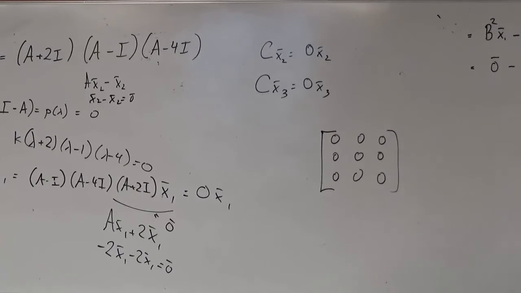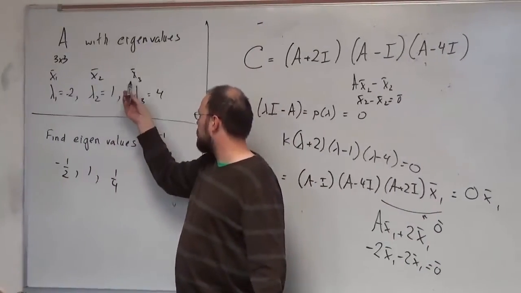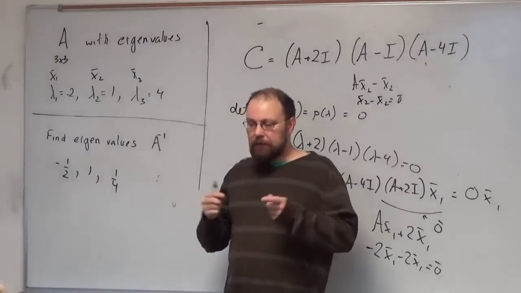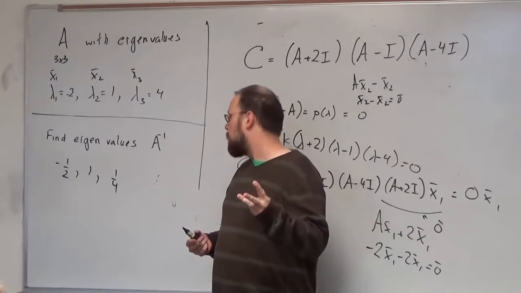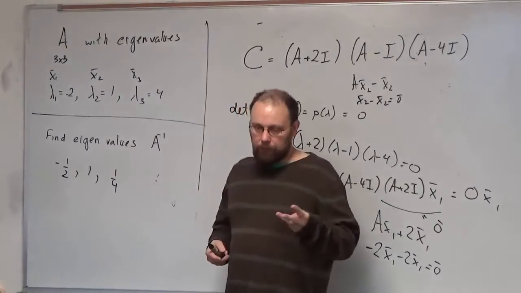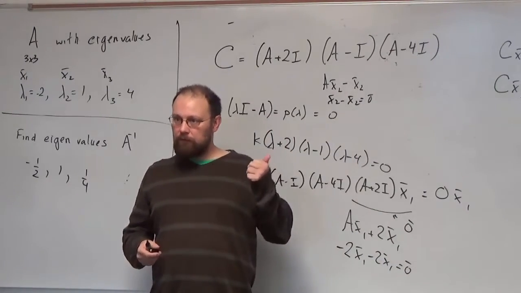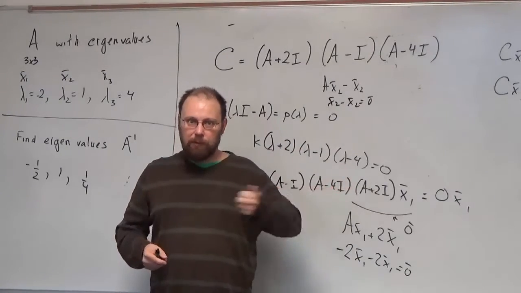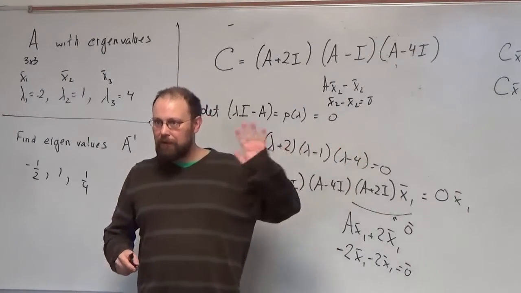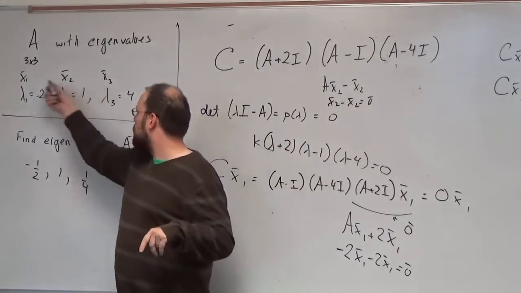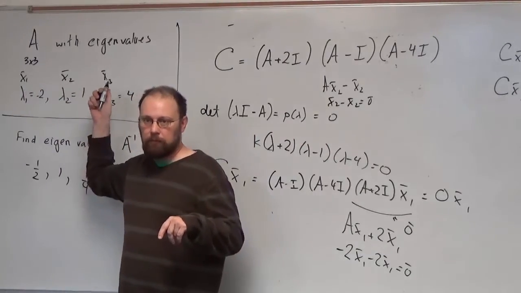Well, let's think about this. We said that we have distinct eigenvalues, so x1, x2, and x3 are linearly independent eigenvectors. So they form a basis for R3. And if you know what the matrix C does to the basis elements, you know what the matrix C does, period. Because every vector in R3 can be expressed as a linear combination of these basis elements.